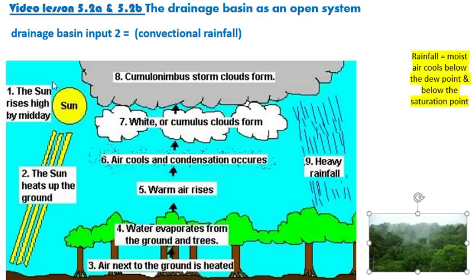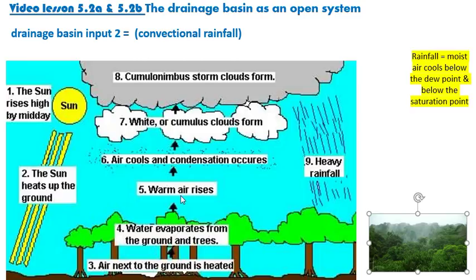Basically, convectional rainfall is caused by solar energy from the sun, which tends to be highest in all parts of the world from midday to early afternoon. The sun heats up the ground, which causes the air to also be heated. What happens to warm air? Well, it rises, and it evaporates water from the ground surface, from soils and from vegetation, picking up moisture.